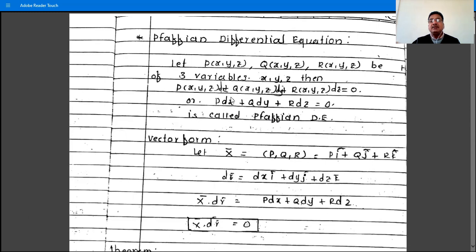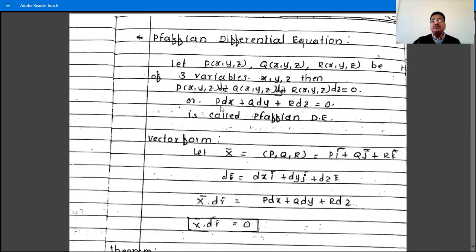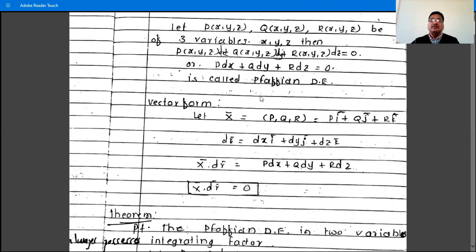So what is the definition? The differential equation of the form P dx plus Q dy plus R dz is equal to 0, where P, Q, R are functions of x, y, z, is called a Pfaffian differential equation, in three variables x, y, z. If we take a Pfaffian differential equation in two variables, it is P dx plus Q dy is equal to 0, where P and Q are functions of x and y.